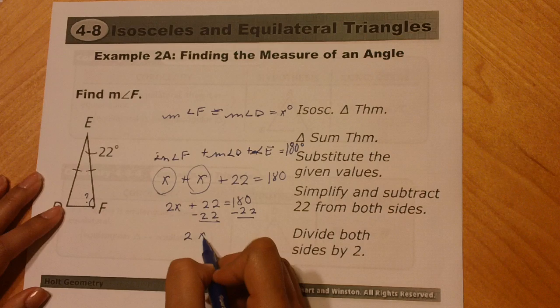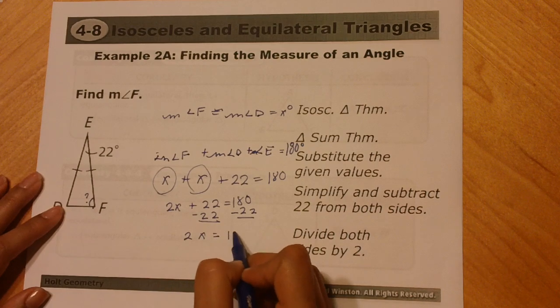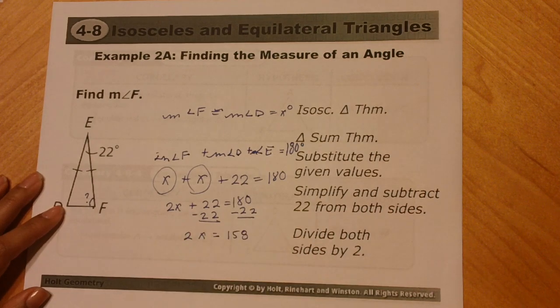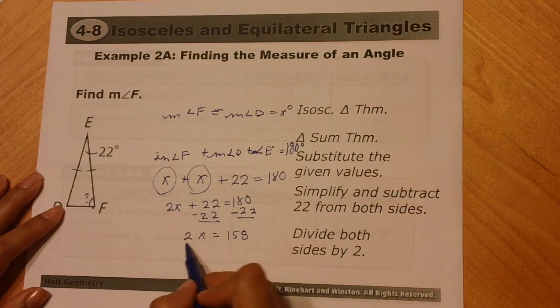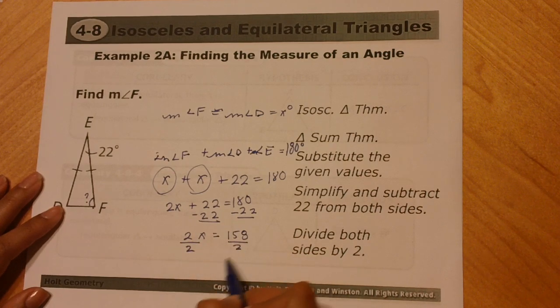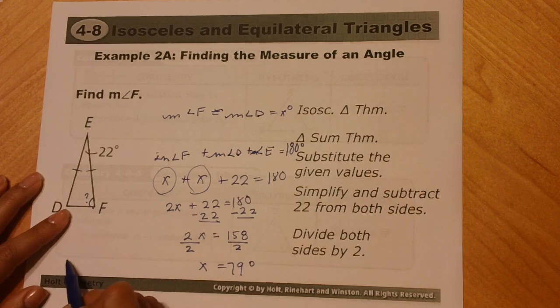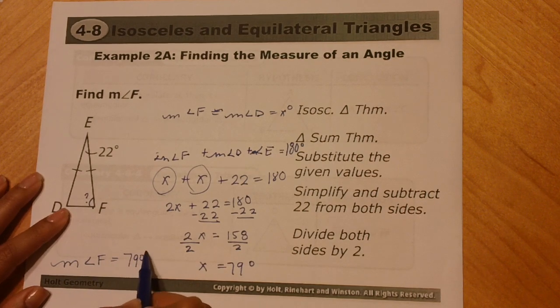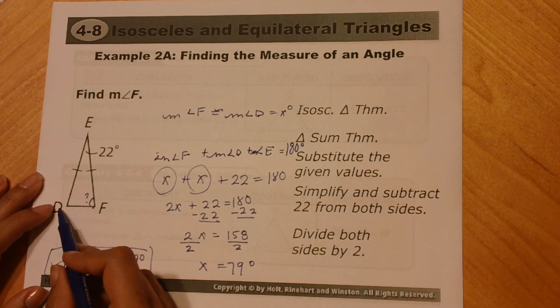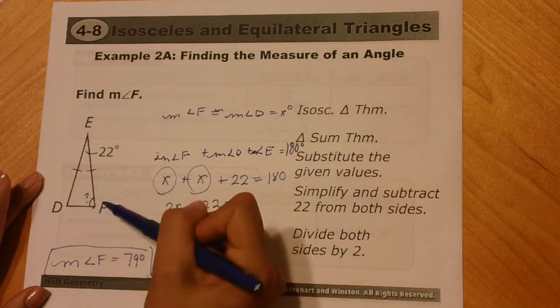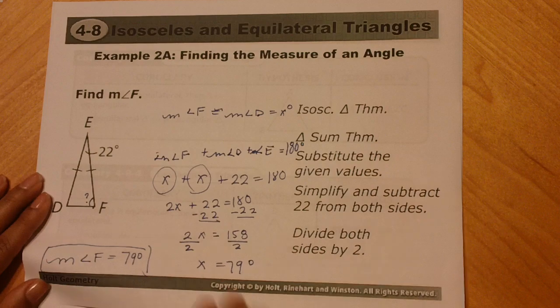That leaves me with 2x equals 158. And then still trying to isolate the variable, divide both sides by 2. I get x equals 79 degrees. So the measure of angle F is 79 degrees. You also know that the measure of angle D is 79 degrees because they're both the base angles.